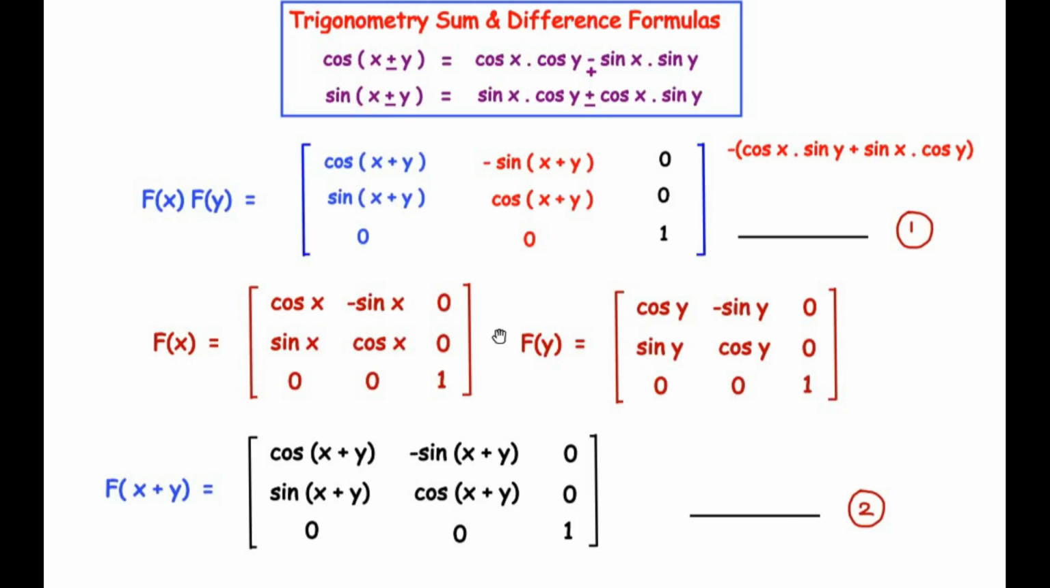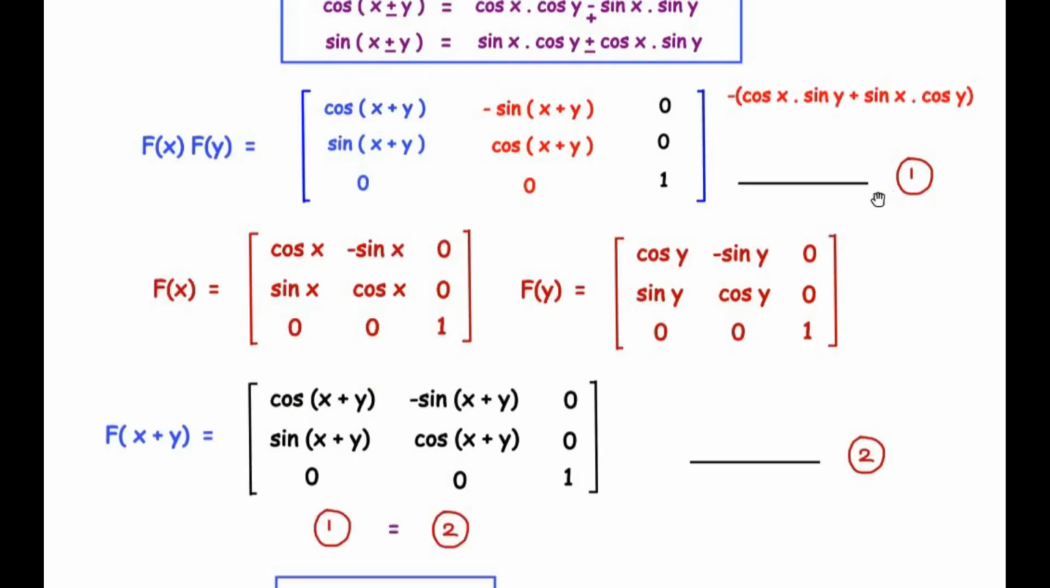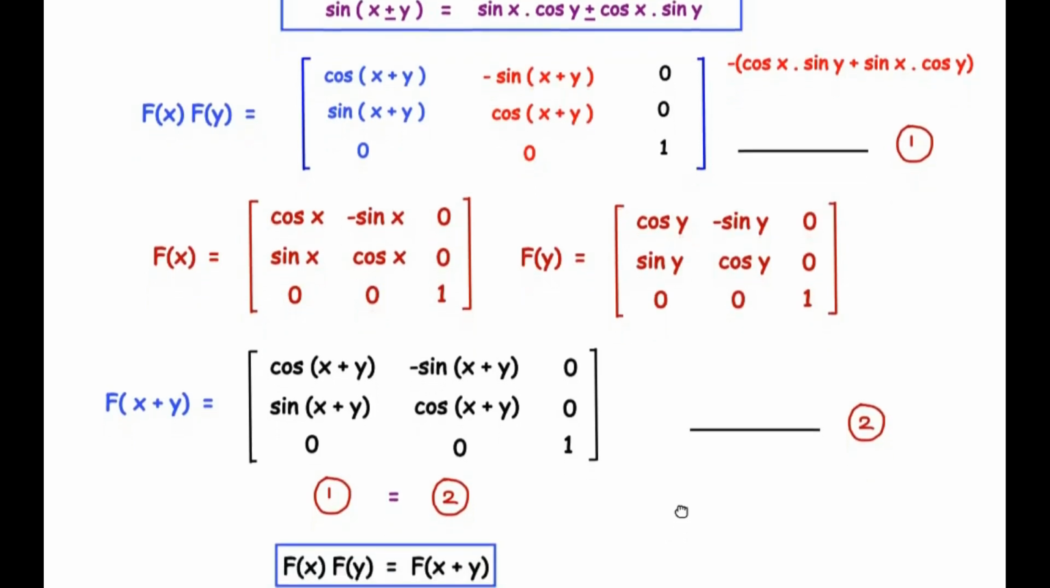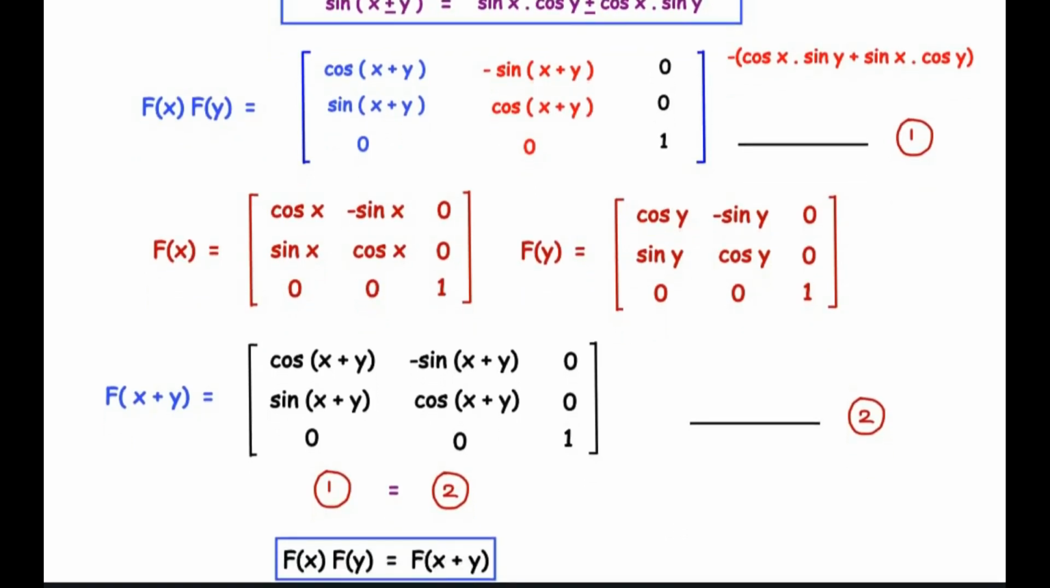So here we have shown that f of x times f of y is equal to f of x plus y. So let us write here, since equation 1 is equal to equation 2, f of x times f of y is equal to f of x plus y. So we have verified. Now let us move on to the 14th question.